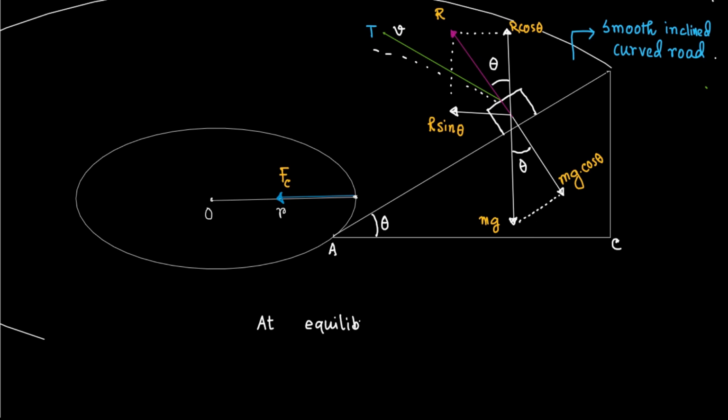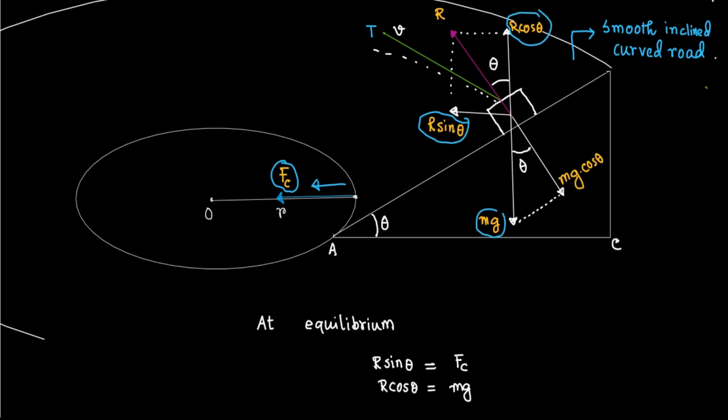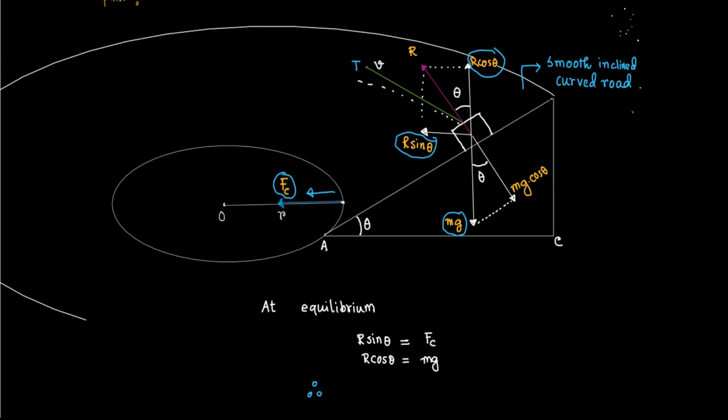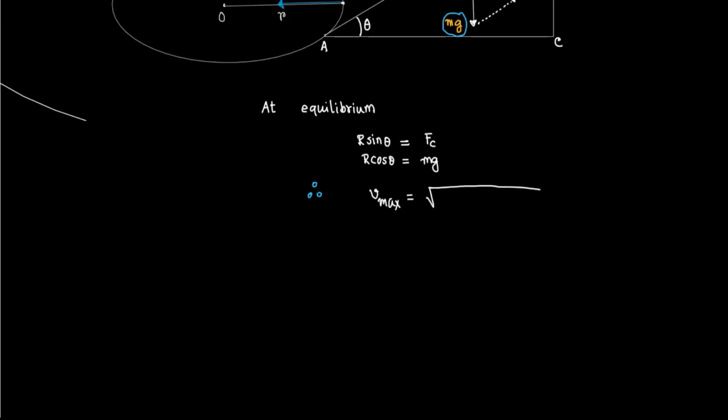At equilibrium, R sin theta equals Fc, that means the rectangular component of normal reaction R, that is R sin theta, supplies the necessary centripetal force Fc. R sin theta supplies Fc in the radially inward direction. R cos theta balances the weight of the car, that means R cos theta balances mg. And we can prove that Vmax equals root over tan theta Rg.